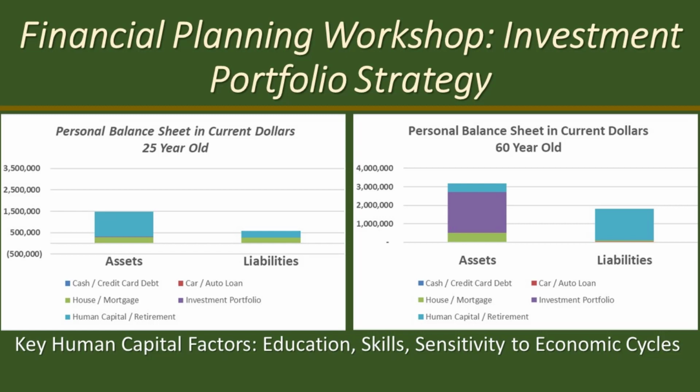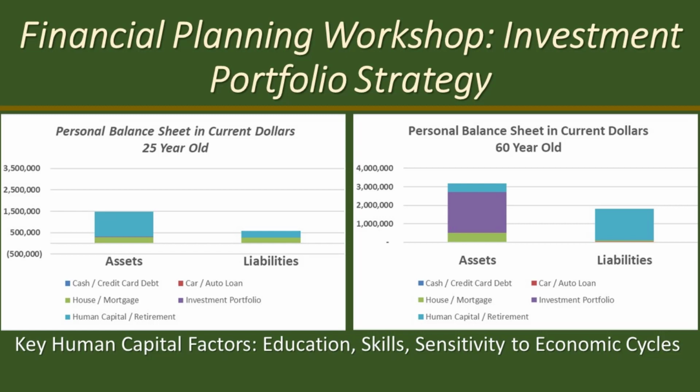For a young person whose largest asset is human capital, since human capital looks most like a high-quality bond, for most people, this means young people can place a large portion of their portfolio in a higher risk investment like stocks.